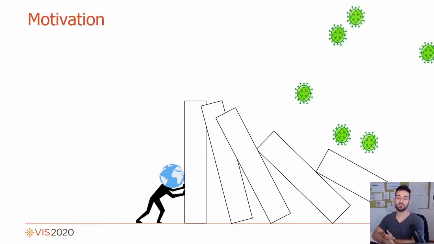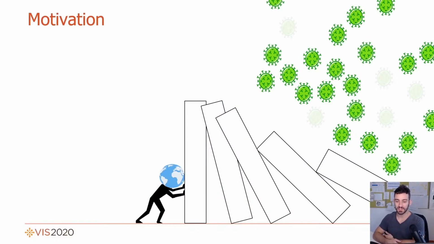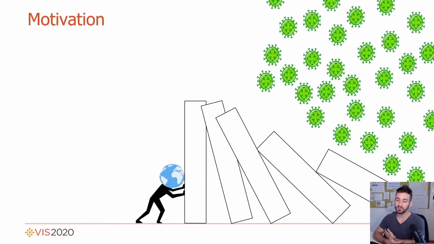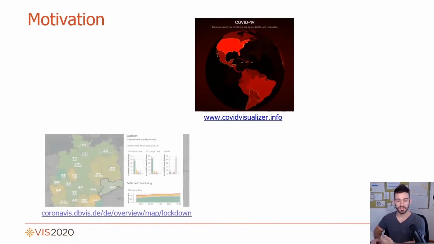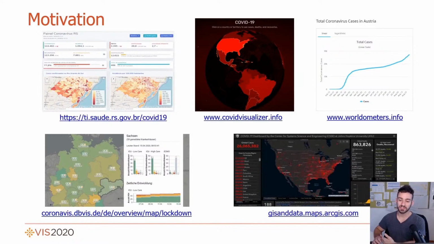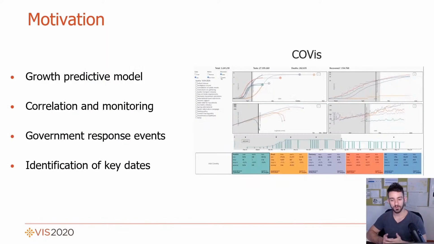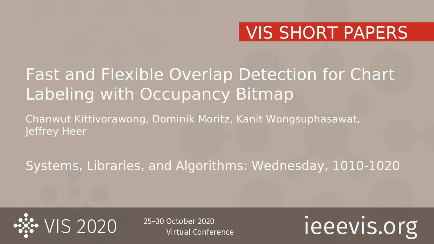The recent COVID epidemic has triggered several different crises that are testing our civilization's potential for both coordination and cooperation. Data about infection rates and their growth has been the main source for public discussion and has inspired many visualization works. We propose a VA approach that incorporates a growth predictive model. This allows the correlation monitoring of the virus population development. We can also relate it to different government response events, as well as identify key dates.